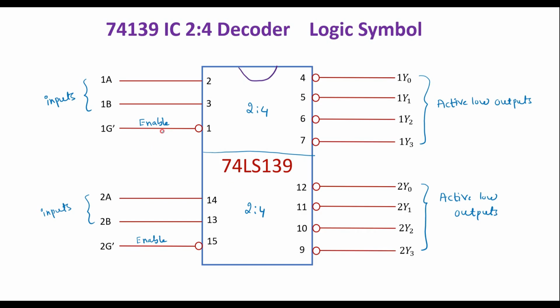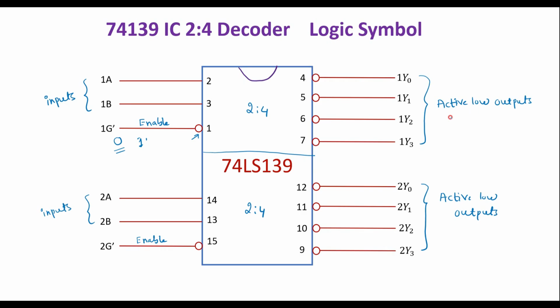So here active low enable input means when 1G dash value is 0, this 2-to-4 decoder is active. That is, when it is 0, as here we have a bubble, this bubble indicates it will take this 0 as invert. So when you give 0, it will take it as 1. In that case, this 2-to-4 decoder is active. If we give 1 here, then it will take it as 0. So this 2-to-4 decoder will be inactive. So to make this 2-to-4 decoder active, this 1G dash line should be always 0.